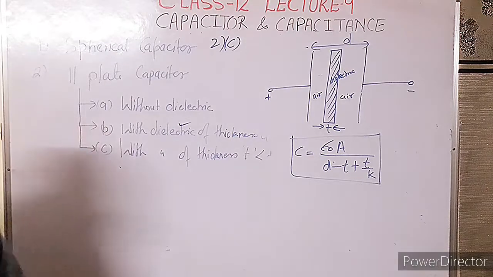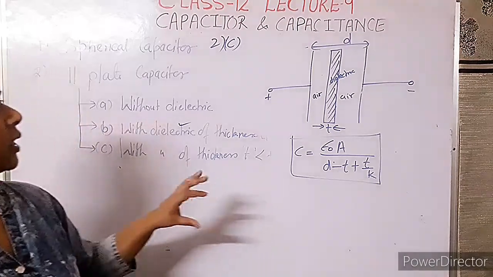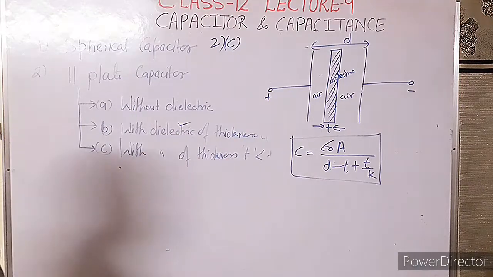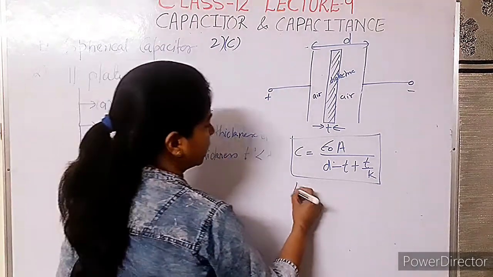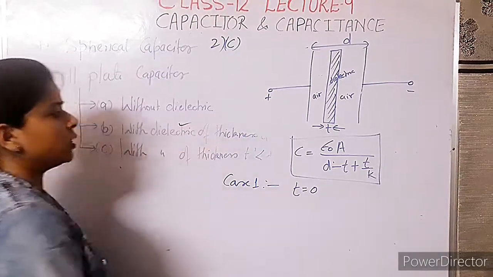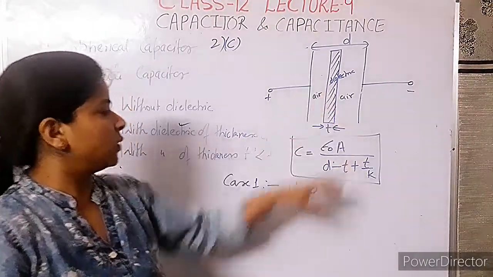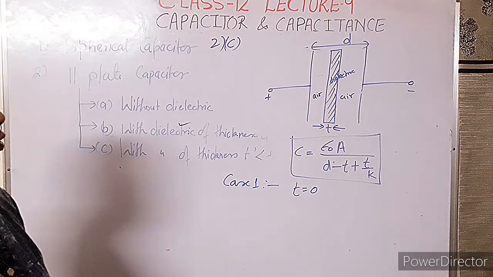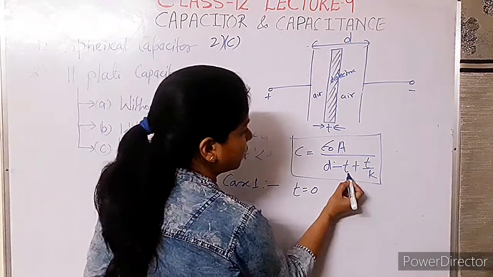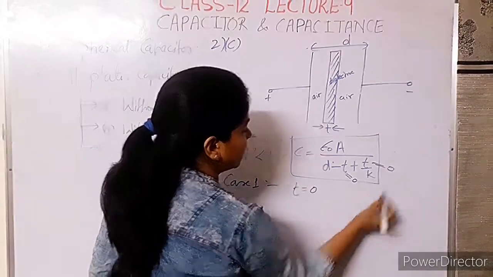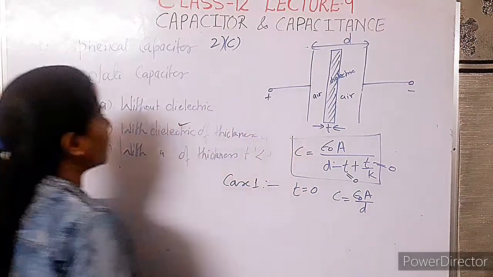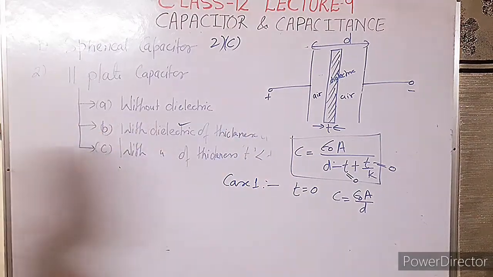Now this is the common formula, and we can get the last two formulas with the help of specific conditions. In case 1, if we apply T is equal to 0, that means there is no dielectric in between the plates. So the result should come as C is equal to epsilon naught A divided by D. The second term will be 0, and we get the result epsilon naught A divided by D. This is the parallel plate capacitor without dielectric, the first case.